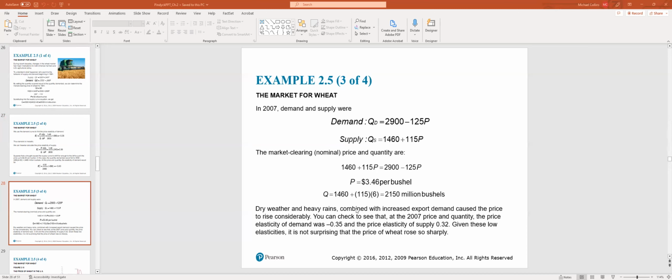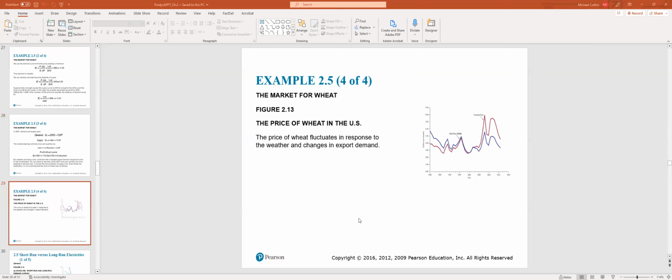Dry weather, heavy rains combined with an increased export demand cause the price to rise considerably. You can check to see that in 2007 price and quantity, the price elasticity of demand was negative 0.35 and the price elasticity of supply is 0.32. Given these low elasticities, it is not surprising that the price of wheat rose so sharply. Frankly, supply is too tight and demand is inelastic, meaning you need the wheat for the cereal and there's only a certain amount. So, it can have big price fluctuations.